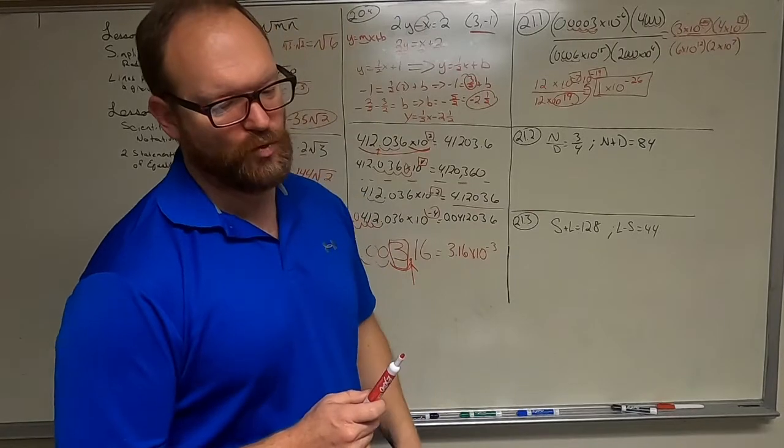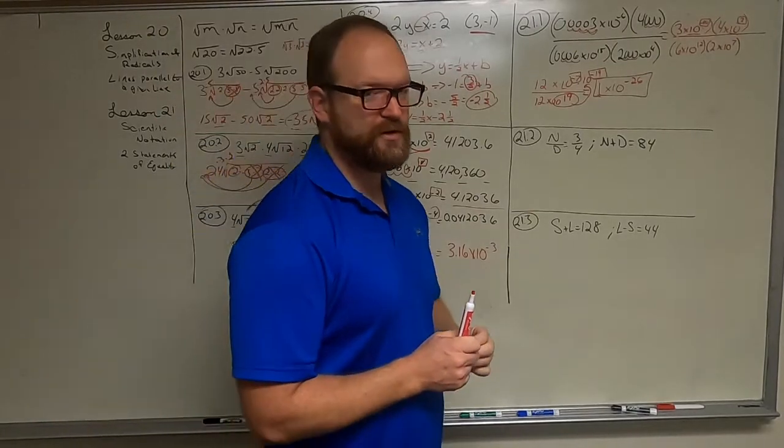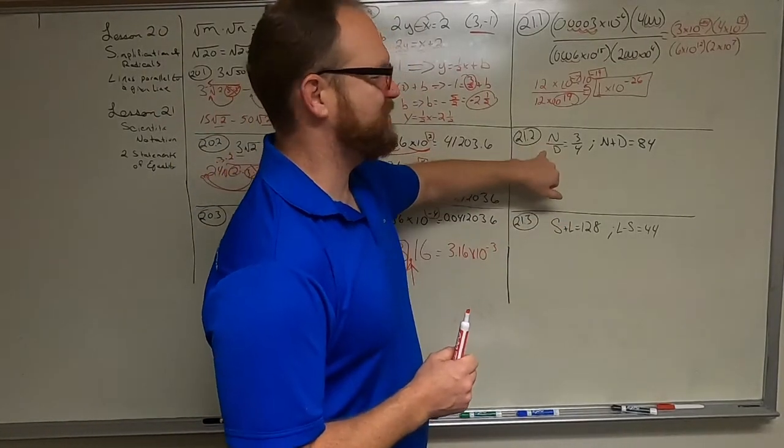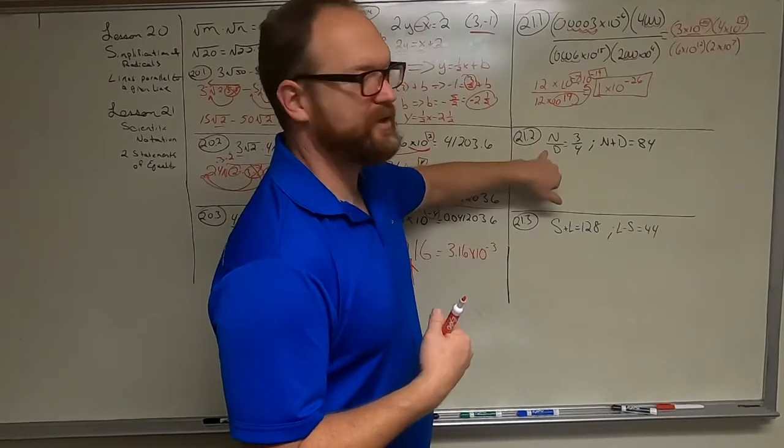So the problem says the ratio of two numbers is 3 to 4. Ratio of two numbers. Now n and d, just for me, simply means numerator, denominator.